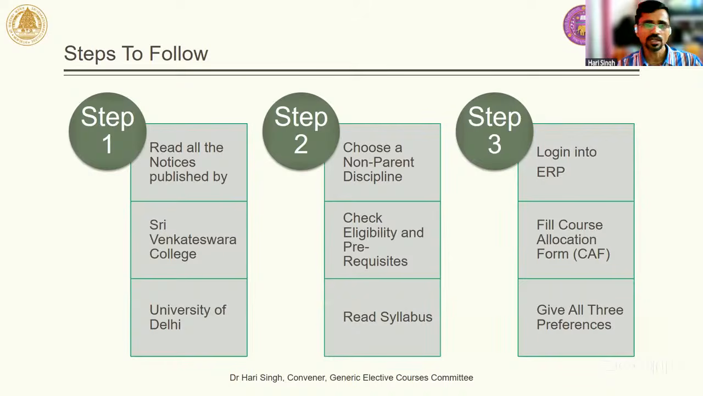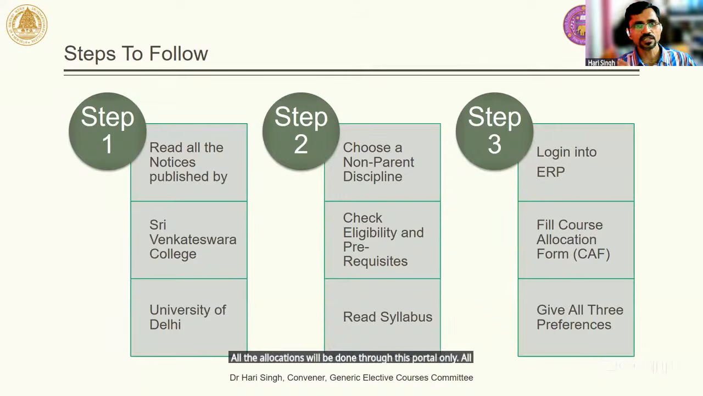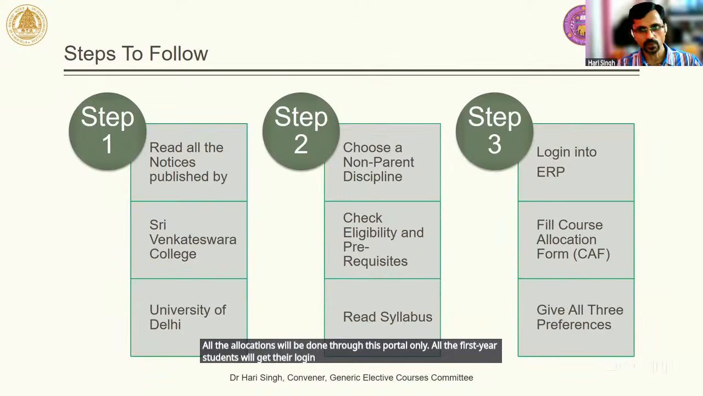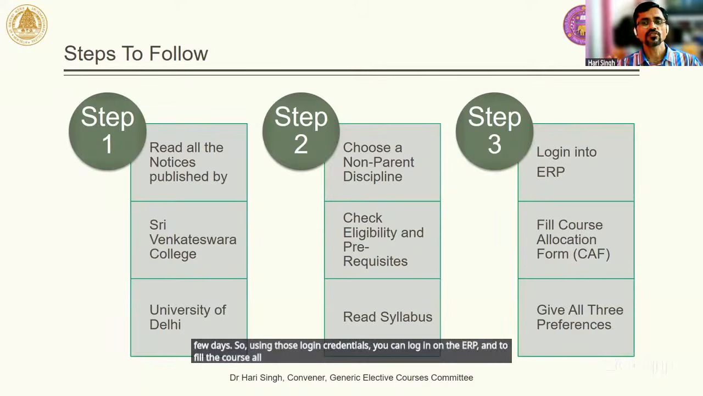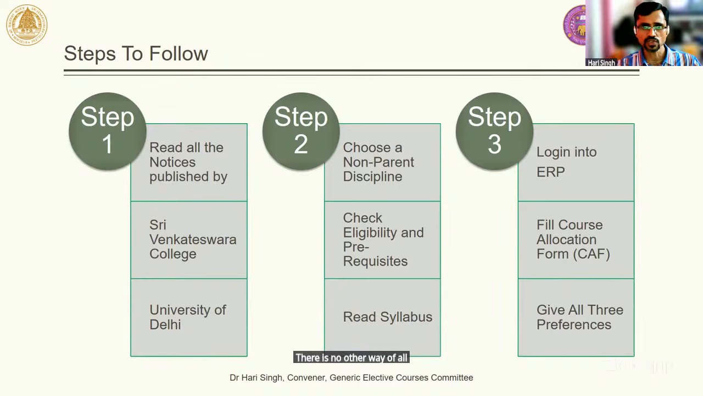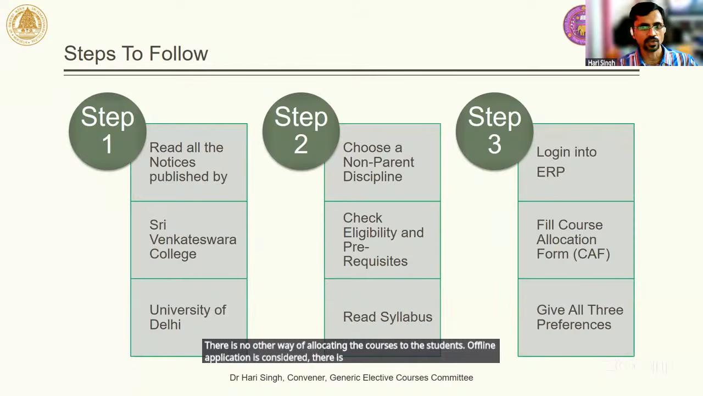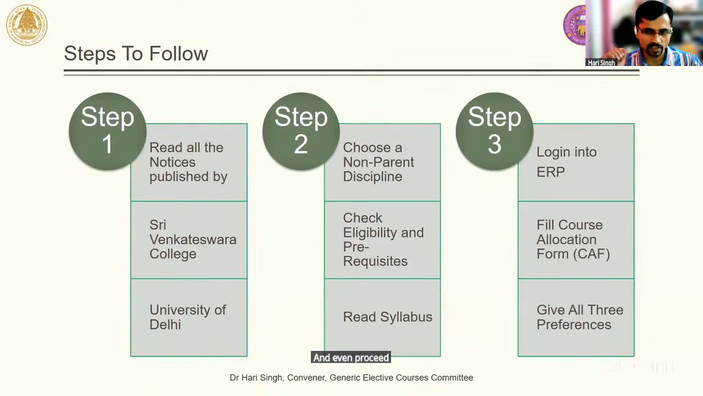Business online portal. All the allocations will be done through this portal only. All the first year students will get their login credentials in a few days. Using those login credentials, you can log in on the ERP and have to fill the course allocation form. Filling the course allocation form is very mandatory. There is no other way of allocating the courses to the students. Offline applications are not considered. There is no other criteria, no procedure to take the generic elective courses, and even courses for that matter, SEC also.